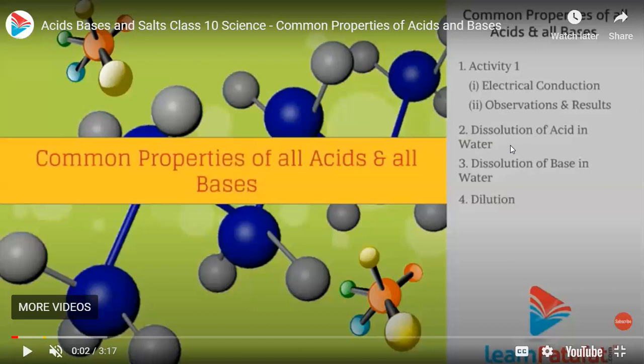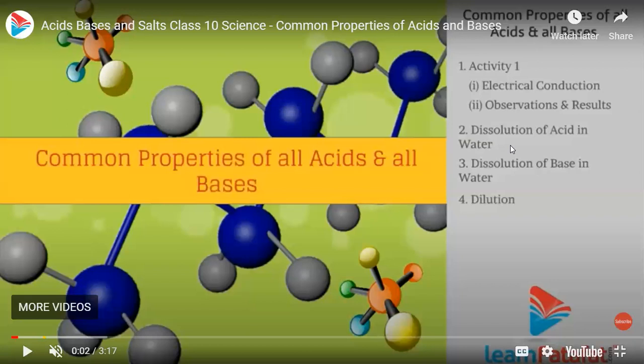Then we'll study the dissolution of acid in water: how acids dissolve in water, and what happens exactly when acid is mixed with water. I'm not going to tell you here the technique of how we mix the acid with water. Here we are going to talk about what exactly happens to the acid, what reaction takes place, and which type of ions are liberated when acid is added to water. The third one is dissolution of base in water: when we add any basic substance to water, what happens and which ions are liberated.